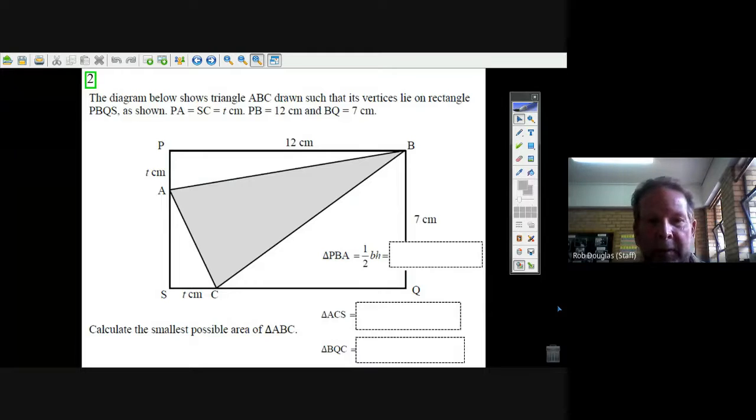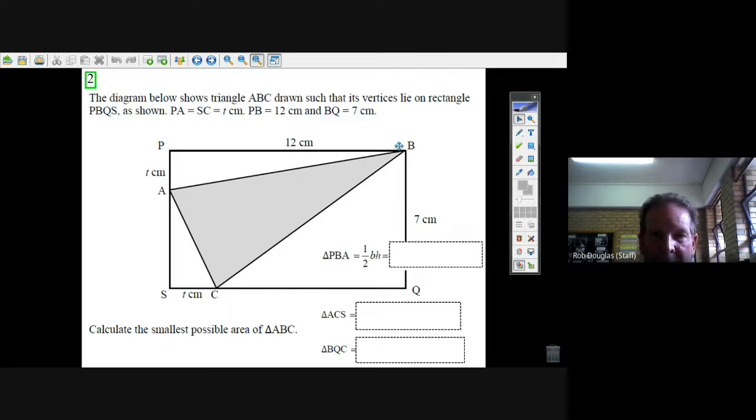Okay, let's just try this question 2 here, and let's just get started. They said the diagram below shows a triangle ABC, this gray triangle in the middle. The vertices lie on a rectangle. The corners A, B, C lie on the rectangle PBQS, that rectangle there. Now, it turns out PA and SC are the same. They're T centimeters. We don't know what that is.